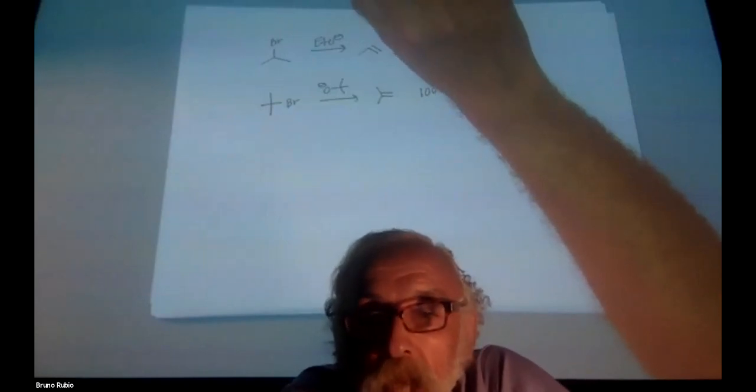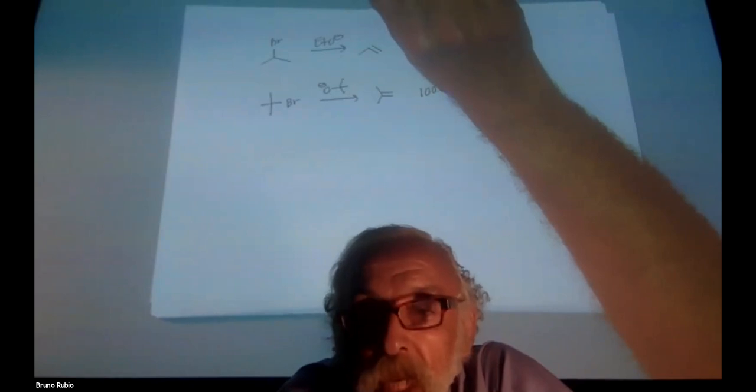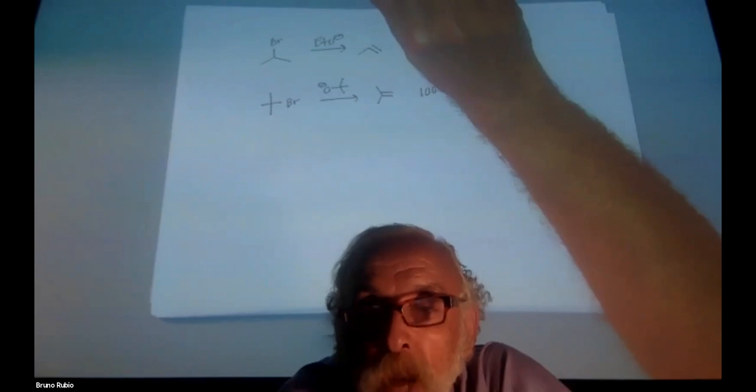Okay, so let me look at what's going on in the chat here. Can the double bond be on either side because of symmetry? It can. How do we tell if it's a primary, secondary, or tertiary substrate? It's how many carbons are bonded to the carbon that bears the leaving group.